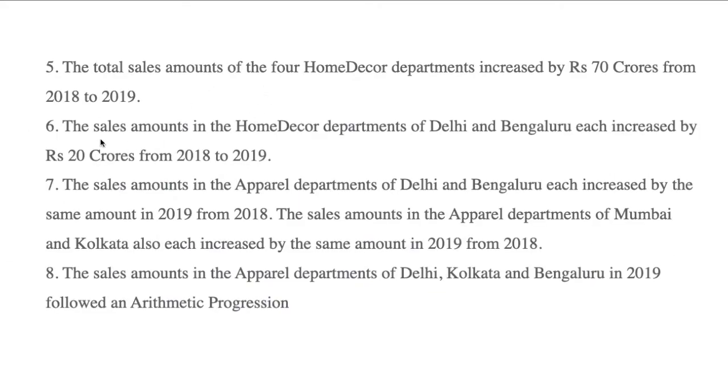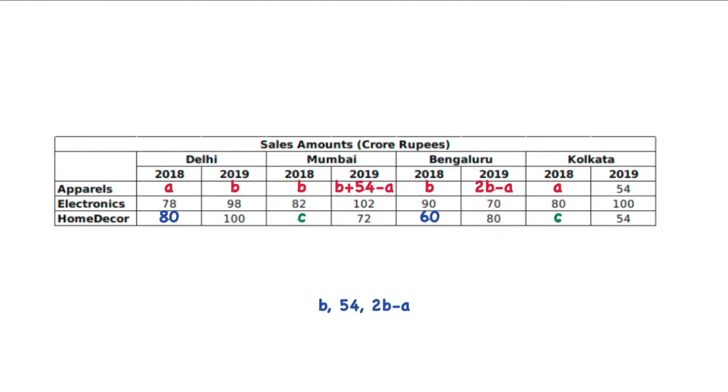It is the sales amount in home decor departments of Delhi and Bengaluru each increased by 20 from 2018 to 19. This we are dealing with Delhi and Bengaluru in home decor, right? So in home decor, Delhi and Bengaluru, we know that it increased by 20. That means that this must be 60 and this must be 80, right?